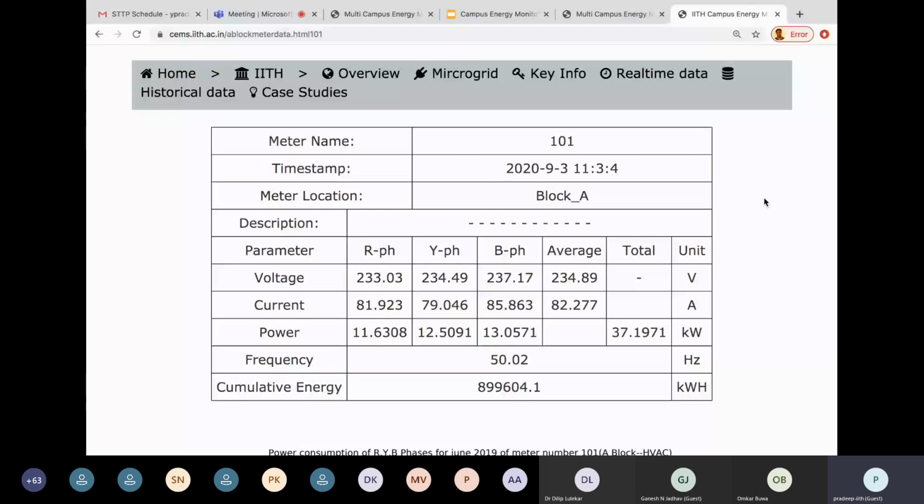And right now the time is 11:03, and block A meter location, R phase voltage, Y phase voltage, B phase voltage, average voltage. Then the currents in R phase, Y phase, and B phase, average current, and the power in kilowatts of all these three. Total power is 37.19 kilowatt, frequency right now, and the total cumulative energy values. So like this, you can get the data in real time from the meter. So like this, we can monitor.